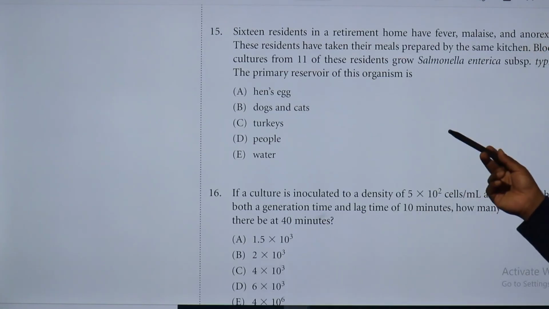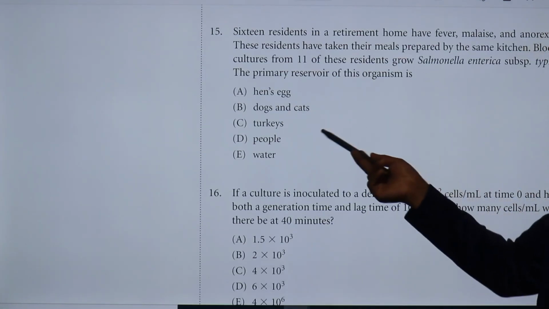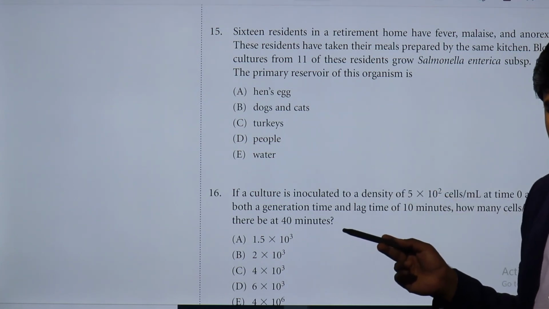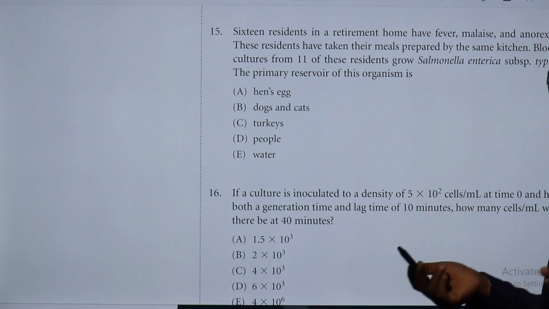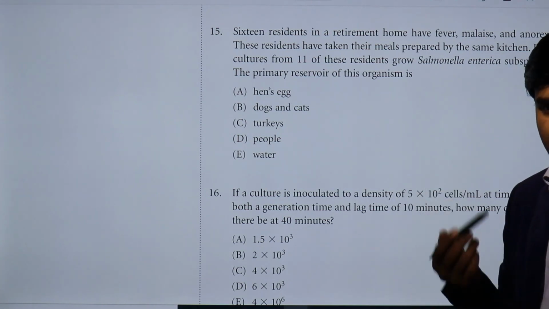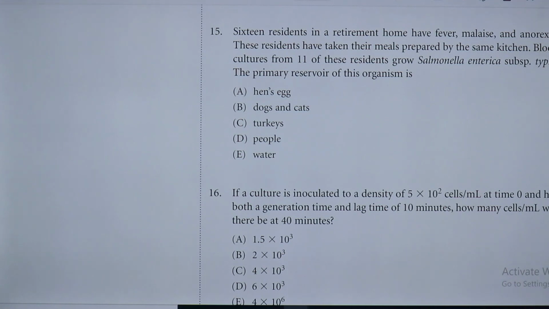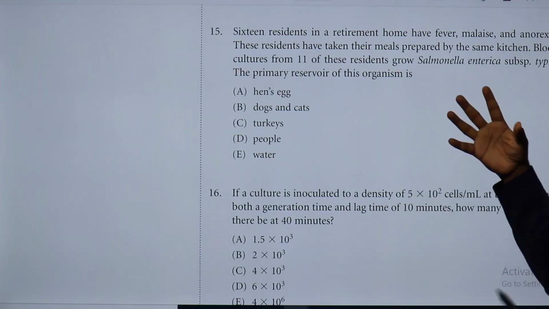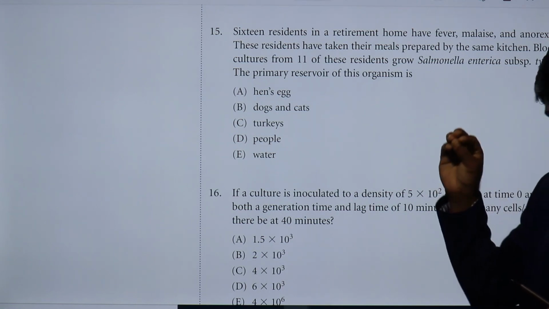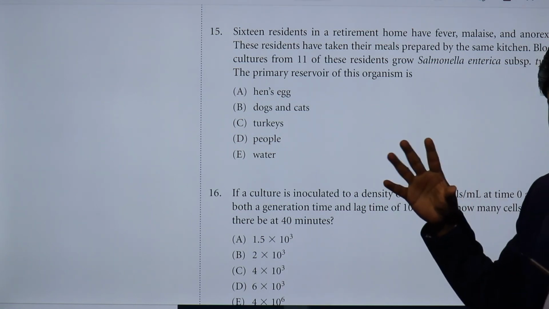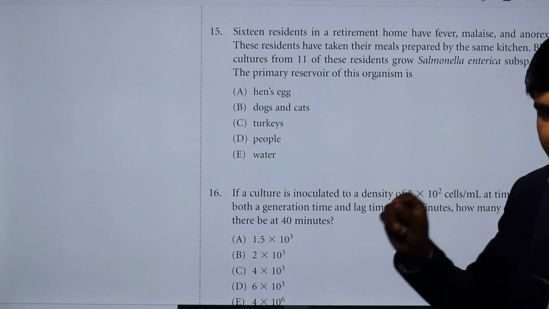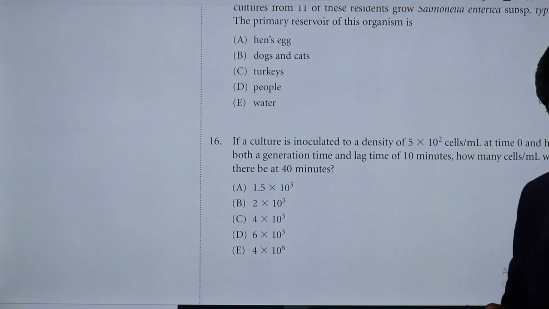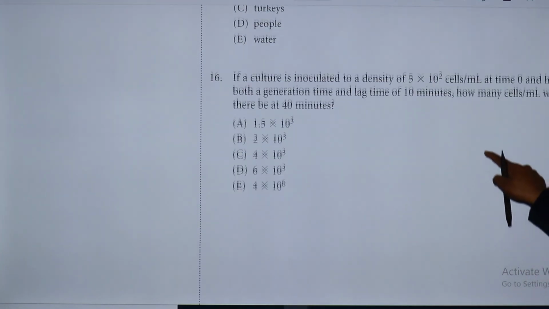So what are the options you have? You have hen eggs, dog and cat, turkey, and people in water. So human is people. So people are your answer. Answer D is your answer. You should understand it that way. Hen's egg, dogs and cat, turkey, water are all similar, closely related answers, but they have asked for a specific answer, and the 100% specific answer for the primary reservoir of this organism is people, normal people.